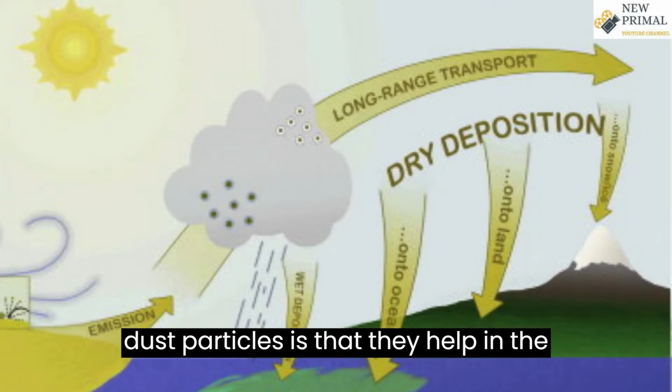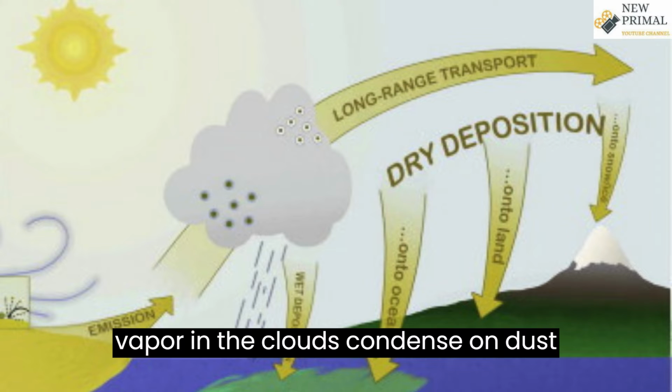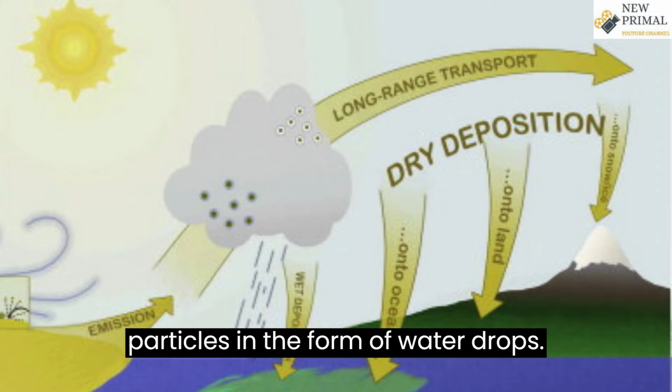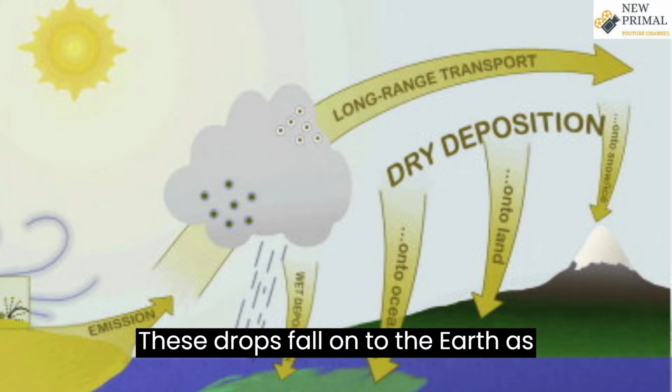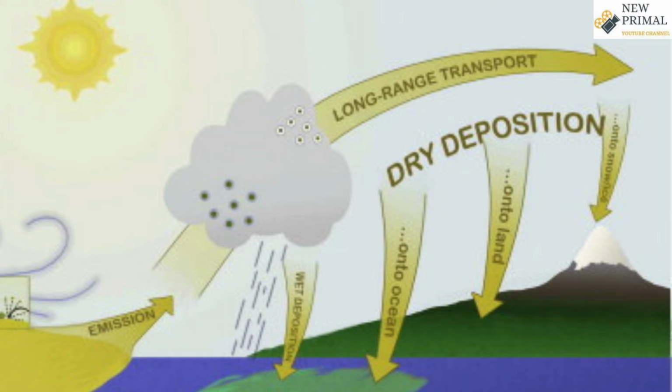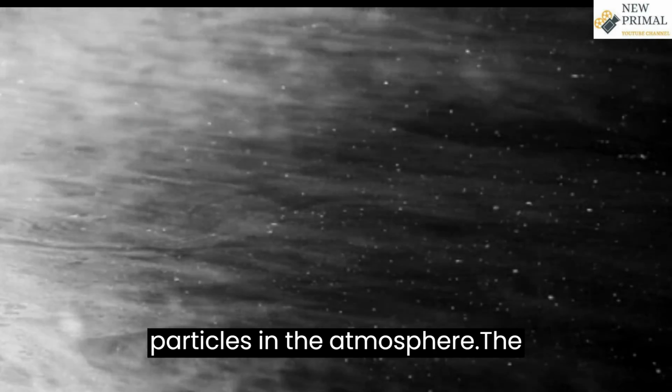The biggest utility of dust particles is that they help in the formation of rains. The water vapor in the clouds condenses on dust particles in the form of water drops. These drops fall onto the earth as rains. The absence of dust particles can delay the rain. Likewise, mist, fog, etc. are also formed due to the presence of dust particles in the atmosphere.